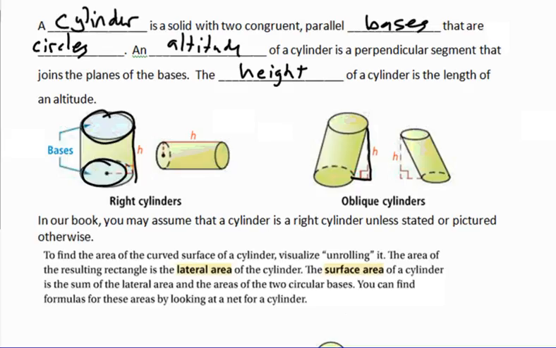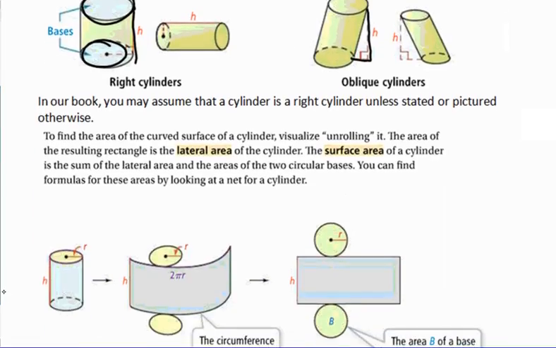Most of these are right cylinders. However, they'll let you know if they're not. To find the area of the curved surface of a cylinder, visualize unrolling it. So think of a scroll or the wrapper around a can of soup. If you take that off, it actually would make a rectangle. So the area would be a rectangle of this whole outside surface that would not be the bases, and that would be the lateral area. The surface area would be that combined with the area of the two bases.